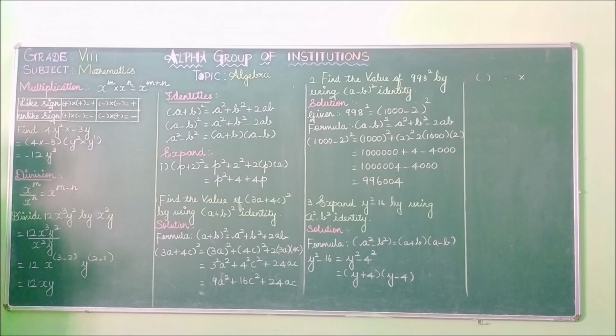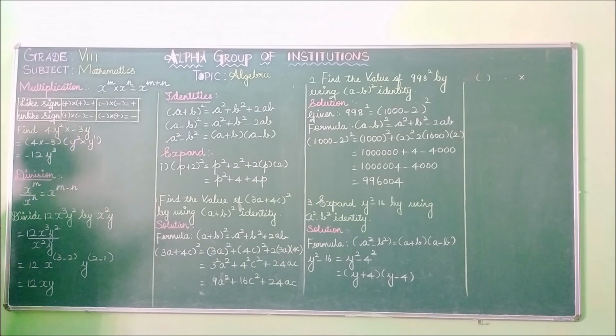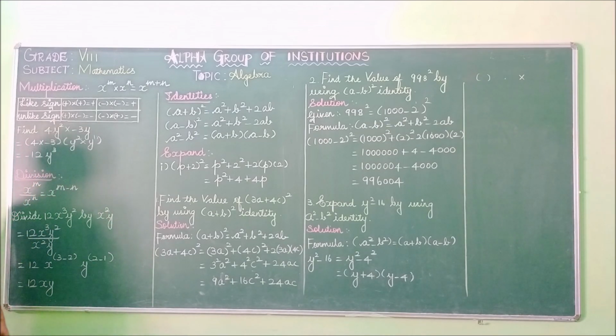Look at this example. So what is our question? Find 4y square into minus 3y. So first you have to split the numbers and variables. So we are splitting the numbers first: 4 into minus 3, then y squared into y. So 4 into minus 3 is nothing but minus 12. Y squared into y is nothing but y cube. Likewise, we have to find the values.